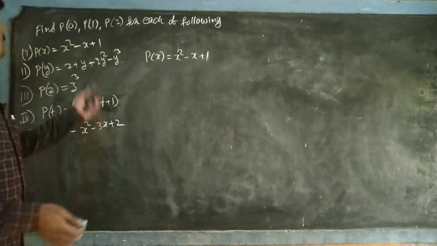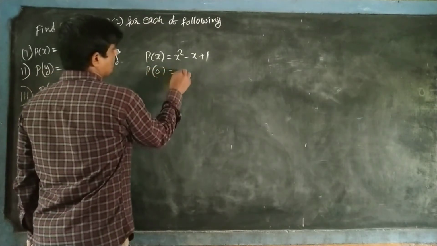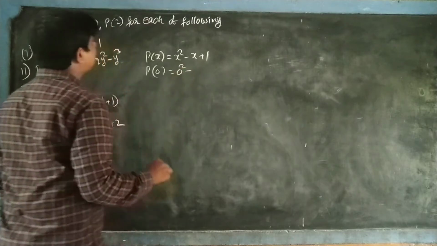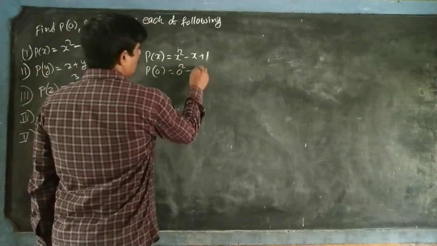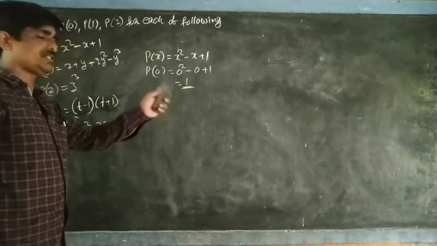First we have to find P of 0. It's simple. Instead of x you write 0. That is equal to 0 square minus 0 plus 1, which is equal to 1. Okay, this value is 1.